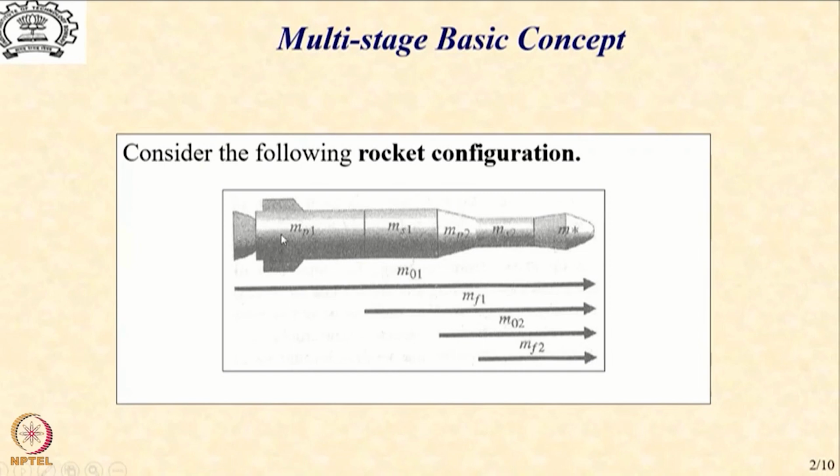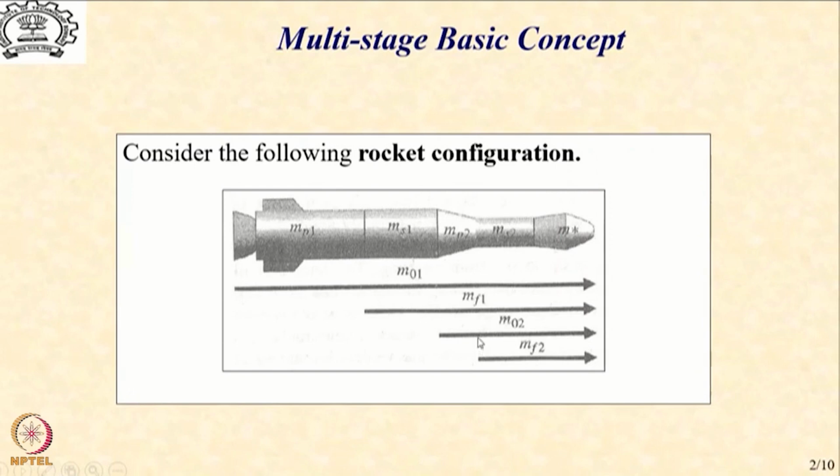Now, as the stage starts operating, the propellant gets burnt until you finish all the propellant, and once you finish all the propellant, what you are left with is MF1, which is the final mass for stage 1 operation, and that contains the residual empty shell or the inert mass of stage 1, and then of course the remaining part of the rocket, which is the stage 2, the stage 3, etc., and the final payload stage called M star.